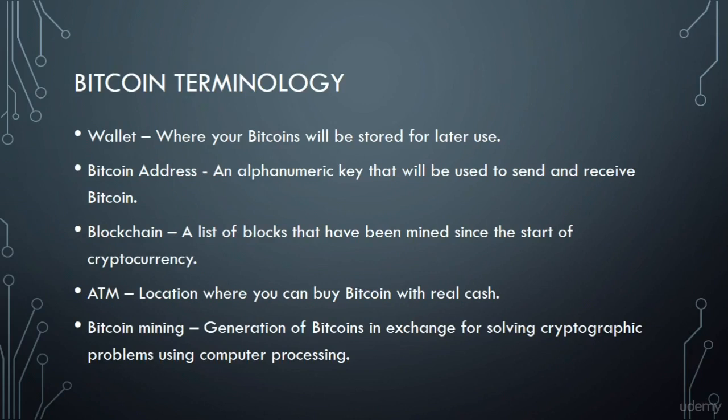Now let's look at what a Bitcoin ATM is. A Bitcoin ATM is a location where you can buy Bitcoins with real money. This is where you exchange your money, for example US dollars or the Great Britain pound, for Bitcoin. You're basically converting your currency into Bitcoin, and vice versa.